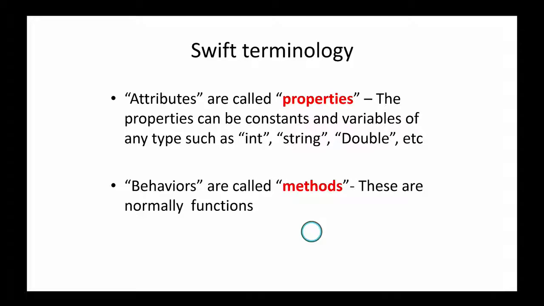The behaviors are called methods in Swift, and these are normally functions that we studied in lesson 5. So if you understand functions very well from lesson 5, you should have no problem understanding what methods are. So key takeaway here on this slide, attributes are called properties and behaviors are called methods.